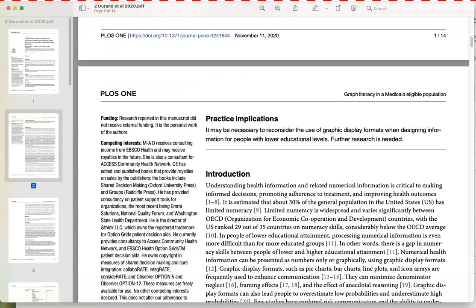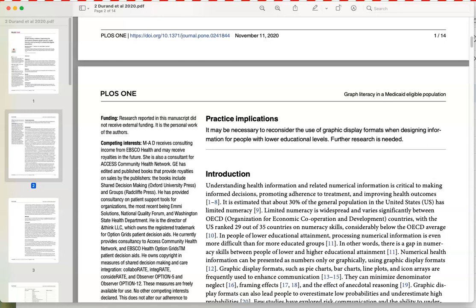First, I want you to put together the connection between health information and how it relates to numbers, and not just numbers, but graphical numbers. We also want to look at how numerical health information can be presented in numbers or graphics, and graphics tend to be that visual element. Graphic display formats such as a pie chart give great ways to show percentages, plots, icons, and pictures.